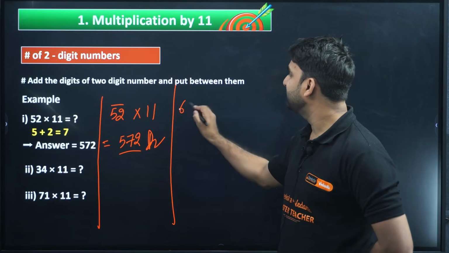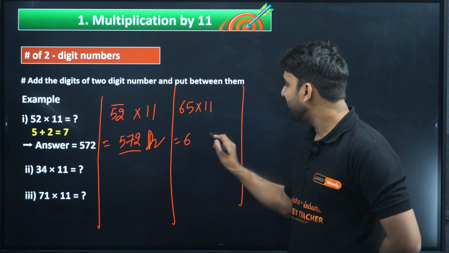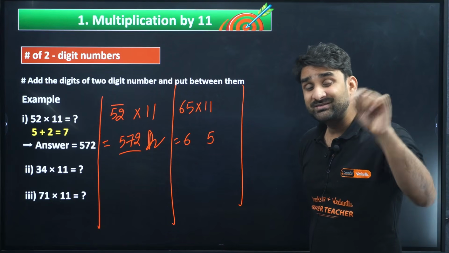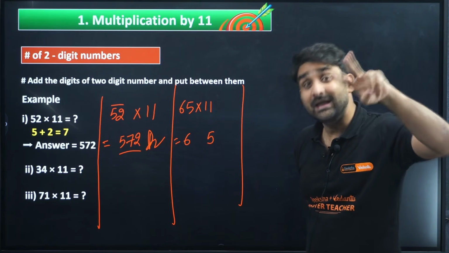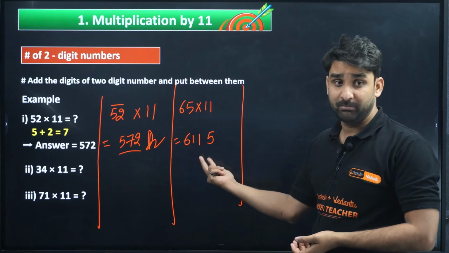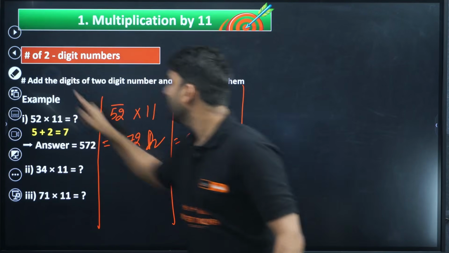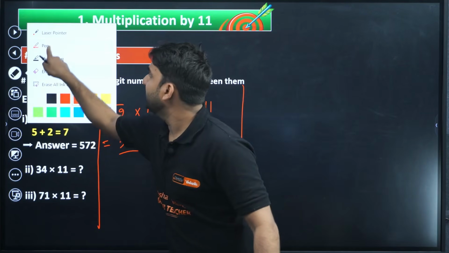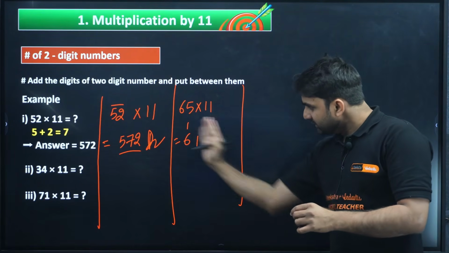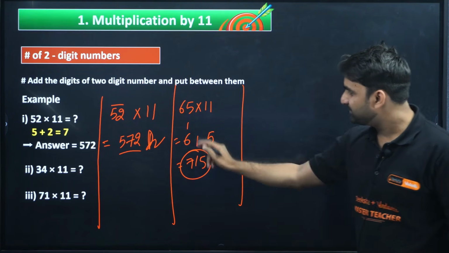So if we multiply 65 into 11, what would be the answer? Write 6 and 5 in this form and add these two numbers. But when you add 6 plus 5, you are getting 11. Now if you put 11 here, this would be the wrong method. If you are getting a two-digit number by adding the digits, then write 11 in this form, 1 1. Now you can add the numbers. So 715 is your answer. 6 plus 1 is 7, then 1, 5.